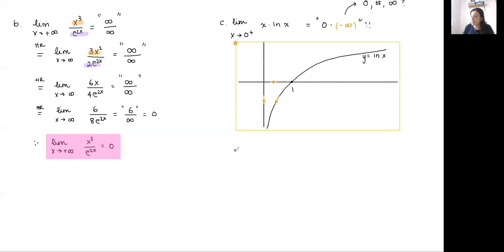Now, I can write this as one of two ways. I know that this is the limit when x goes to 0 plus, and I know that I'll either have to write x, which is going to 0, as 1 over infinity, or I have to write ln of x as 1 over 0. So there's two options. I could either write this as 1 over x times ln of x, or I could write this as the limit when x goes to 0 plus, again, of x times 1 over ln of x.